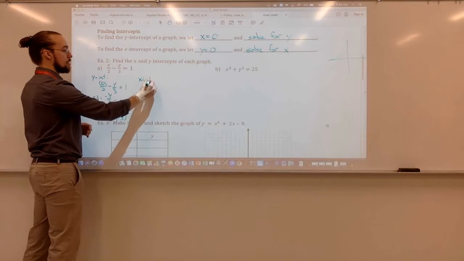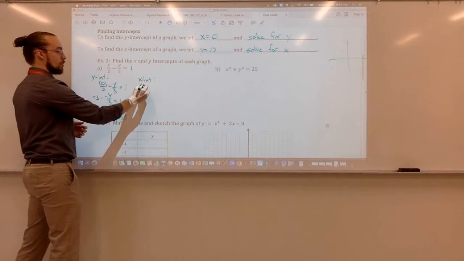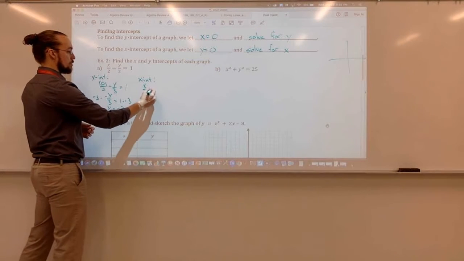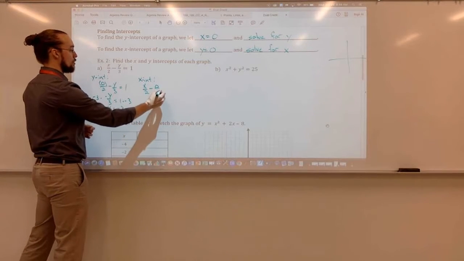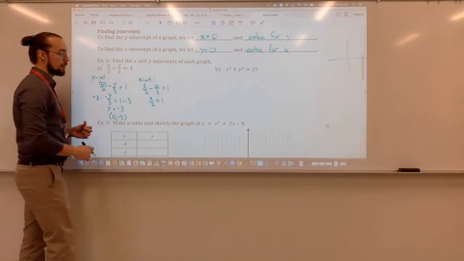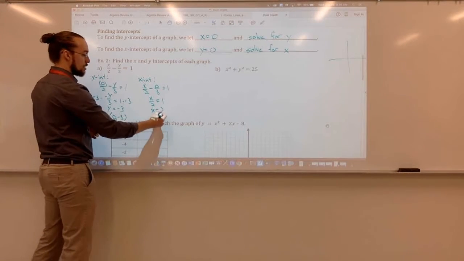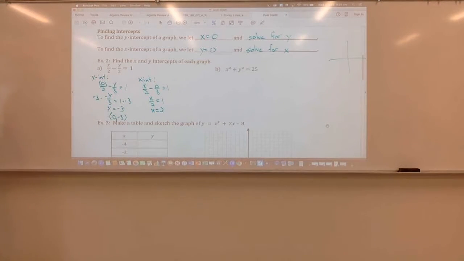So for the x-intercept, we're just going to plug 0 in for y. So I will have x over 2 minus 0 over 3. This one, we don't have to deal with any negative signs. Just multiply both sides by 2, and we get x equals 2. So what would that coordinate point be then? 0.